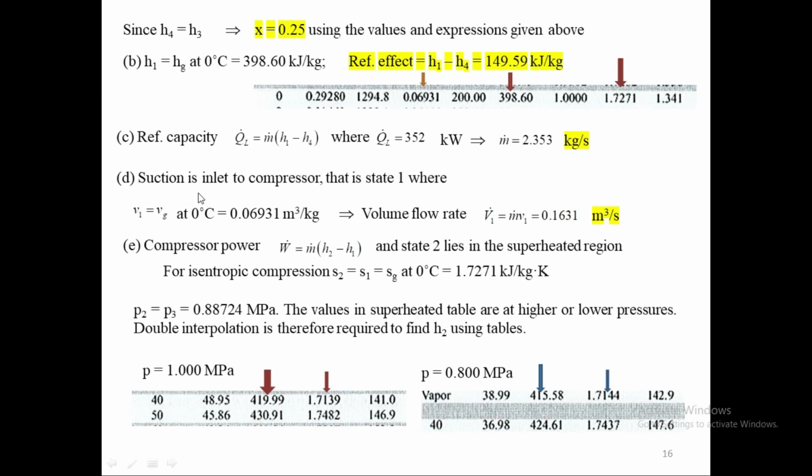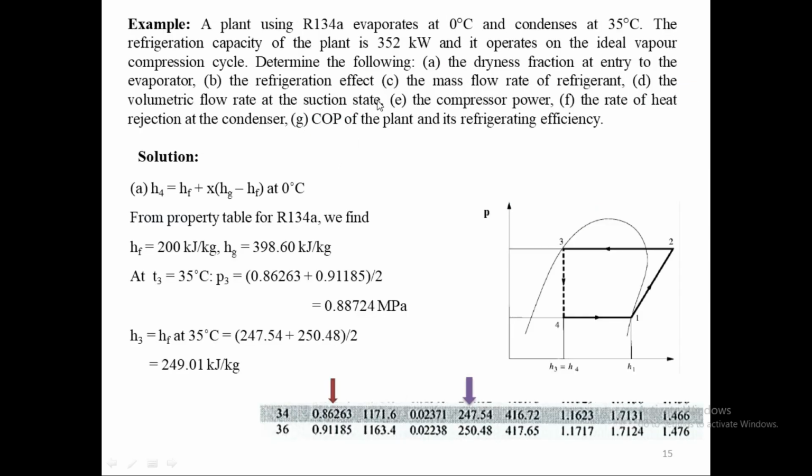D is the suction, the inlet to the compressor, that is state 1. We need to find out the volumetric flow rate at the suction state. So at this state, what is the volume flow rate, V?